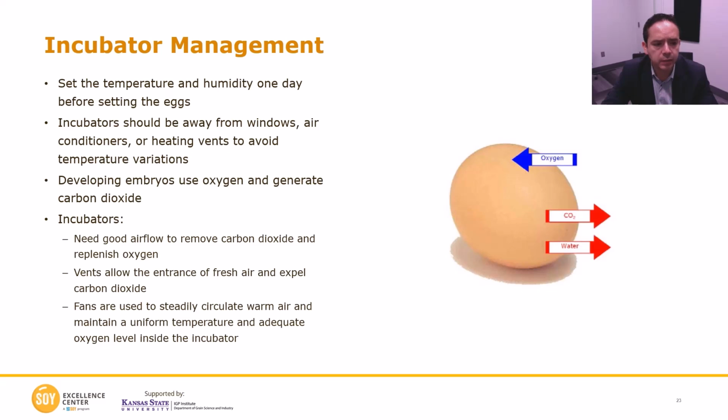And the developing embryos are going to use oxygen, and then they are going to generate that CO2. So the incubators will need good airflow to remove the carbon dioxide and replenish the oxygen. The vents allow the entrance of fresh air and expel carbon dioxide. And fans are used to circulate the warm air and maintain uniform temperatures and adequate oxygen levels inside the incubator.